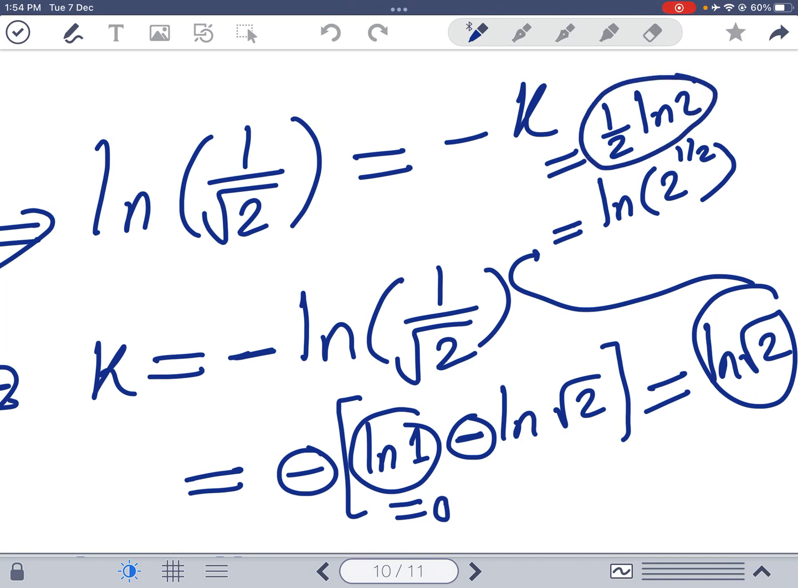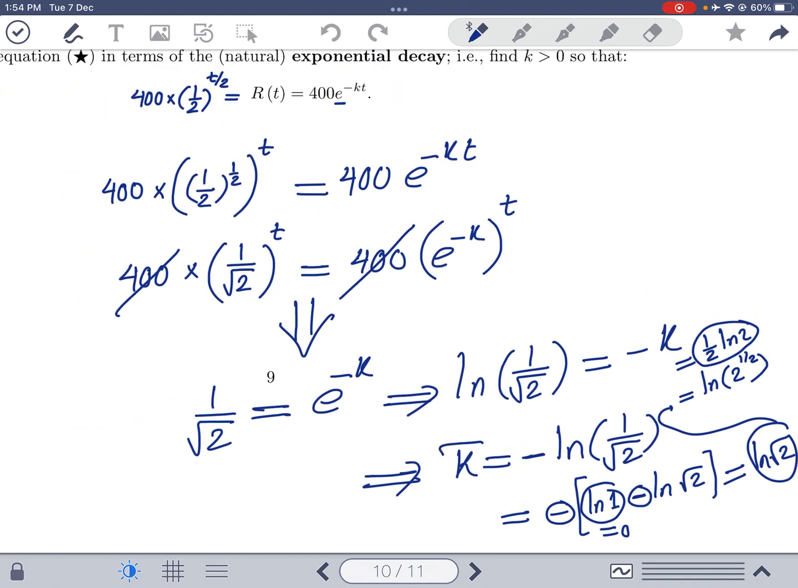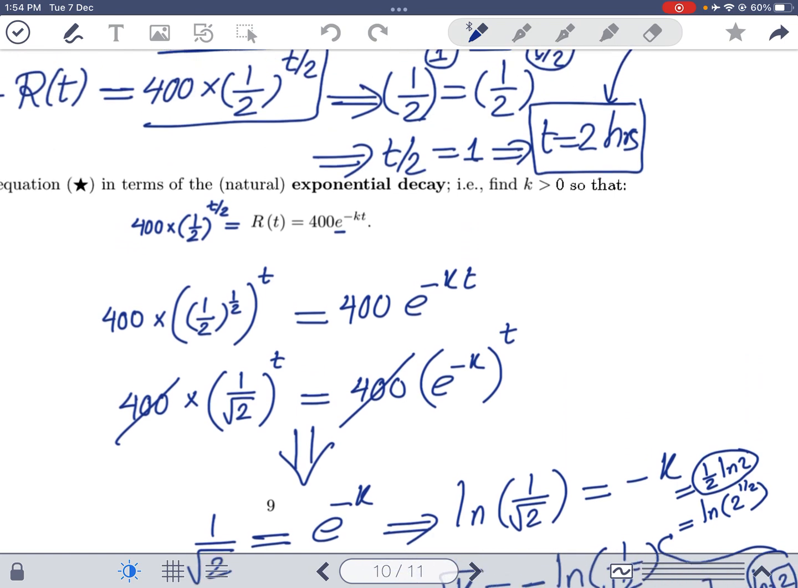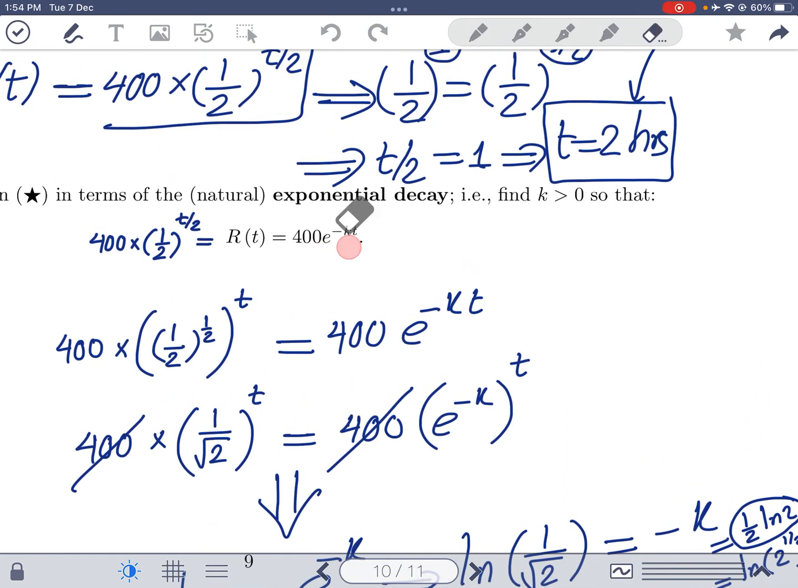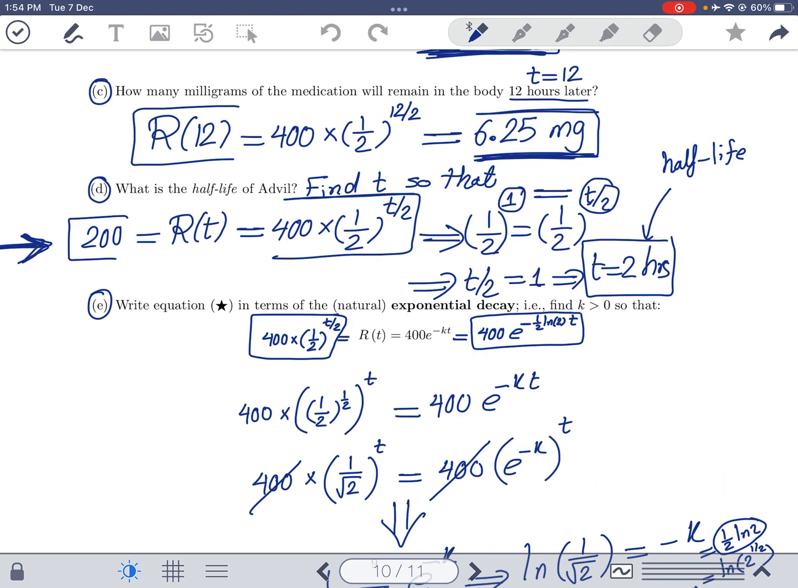Half ln 2 is much better than saying ln radical 2. So now we found k. k is half ln 2. So you go back here and you say this is 400 e to the minus k, which is half ln 2, times t. Now, just to check that what we did is correct, I'm going to check that the answers that we get from both formulas are the same.